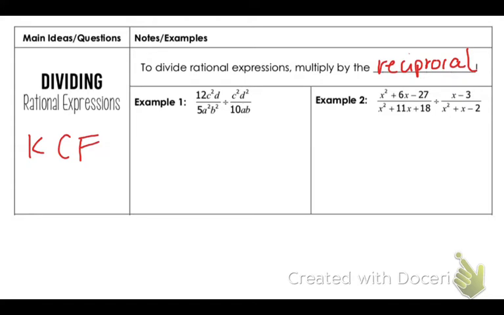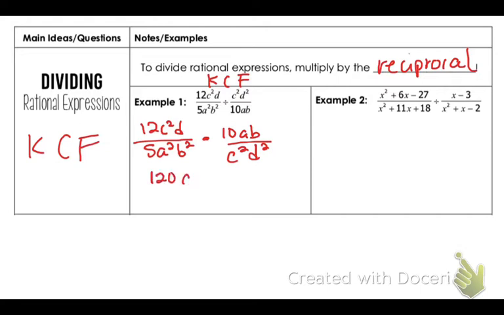So for example 1, you're going to keep, change, flip. So 12c squared d, okay, keep everything for the first one, times, and then you're going to flip them. So you're going to multiply it by the reciprocal. Notice how it's division, but you're going to manipulate it to basically change it into multiplication, which is what you've been doing from last week and this week. Okay, I'm left with 120 a, b, c squared d, over 5 a squared, b squared.